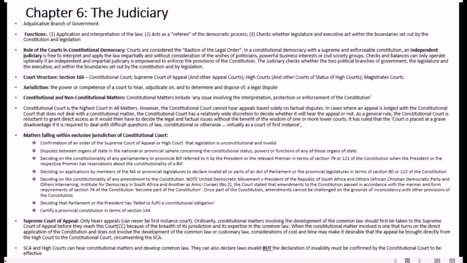And then the SCA and the High Court can hear constitutional matters and develop common law. Very important, colleagues. Actually, the first time that a lot of constitutional law matters are heard is in the High Court, and then it goes on appeal all the way up to the Constitutional Court. So they can actually hear constitutional matters; they're not excluded from doing that. They can also declare laws invalid, but this must be confirmed by the Constitutional Court to be effective, as I said earlier.